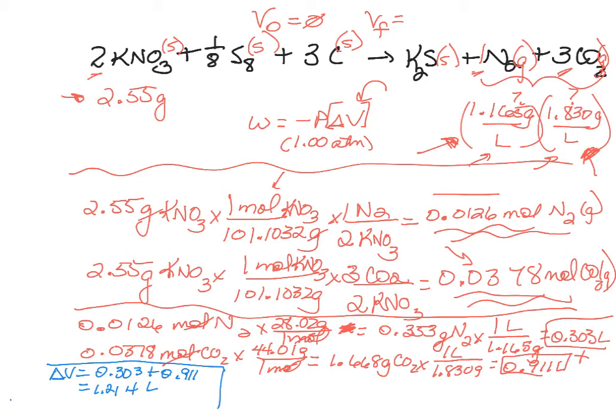And so the work done, remember, is minus P delta V. And so the pressure they gave us is 1 atmosphere. The change in volume is 1.214 liters. So the pressure volume work done, with units of atmosphere liters, is simply 1.214 atmosphere liters. Now, the problem is asking you for units, it's either joules or kilojoules.